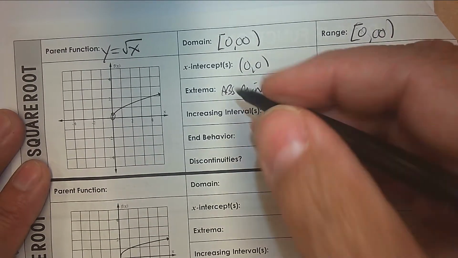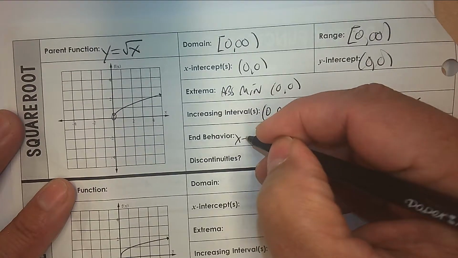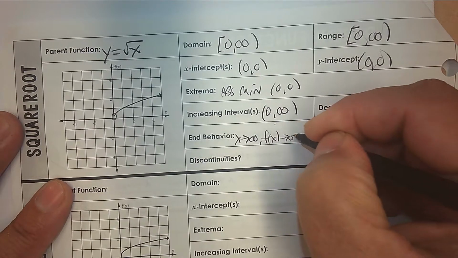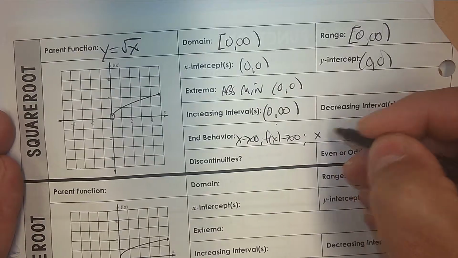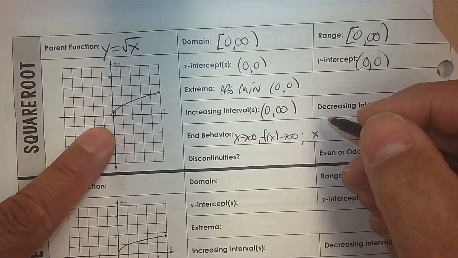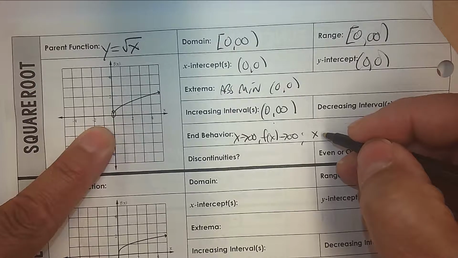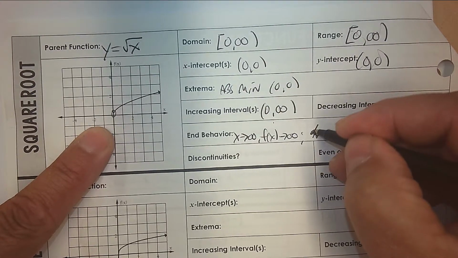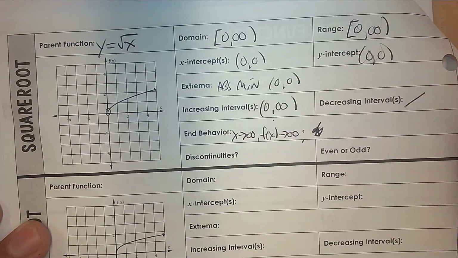What's the end behavior? So the right end, as x approaches infinity, the function is approaching infinity. The left end, we wouldn't say as x approaches negative infinity. It really doesn't have a left end behavior because it won't approach negative infinity, because you can't have negative numbers. So I'm just going to leave it at that. The right end goes to infinity. The left end stops at 0.